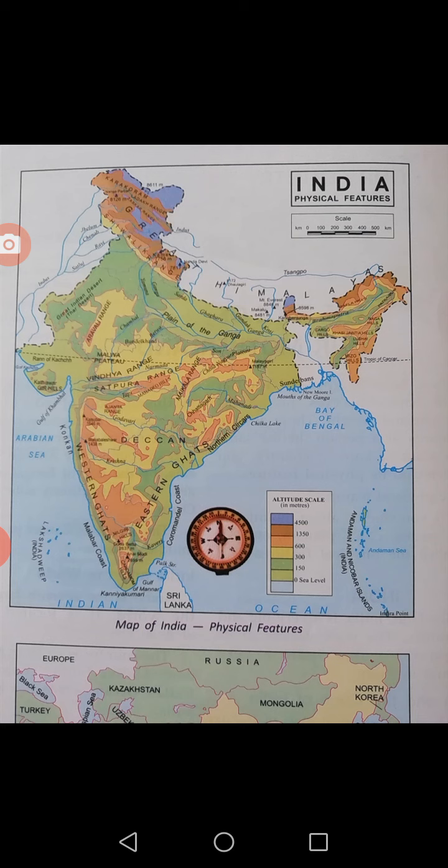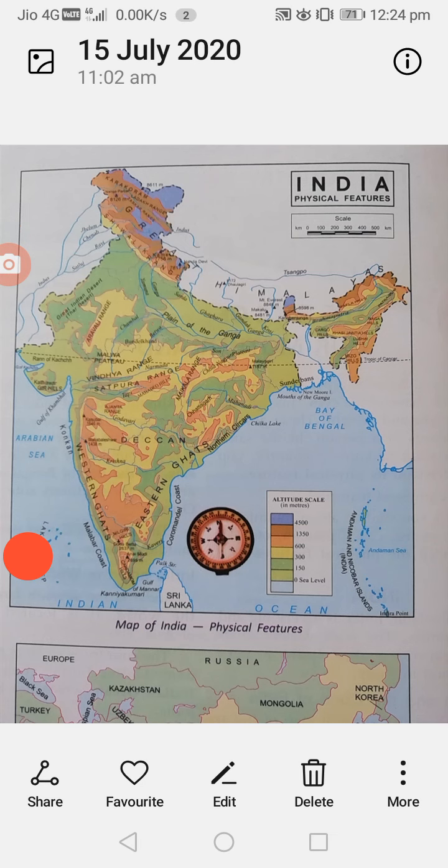The southern part of our country is a peninsula. What is a peninsula? A piece of land surrounded by water on three sides is called a peninsula. The southern part of our country is a peninsula. It is surrounded by the Arabian Sea on the west side, the Bay of Bengal on the east side, and on its southern side by the Indian Ocean.